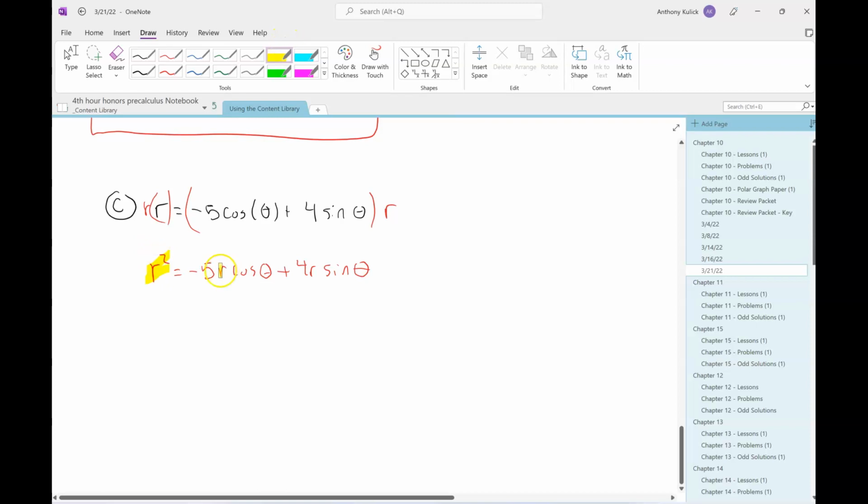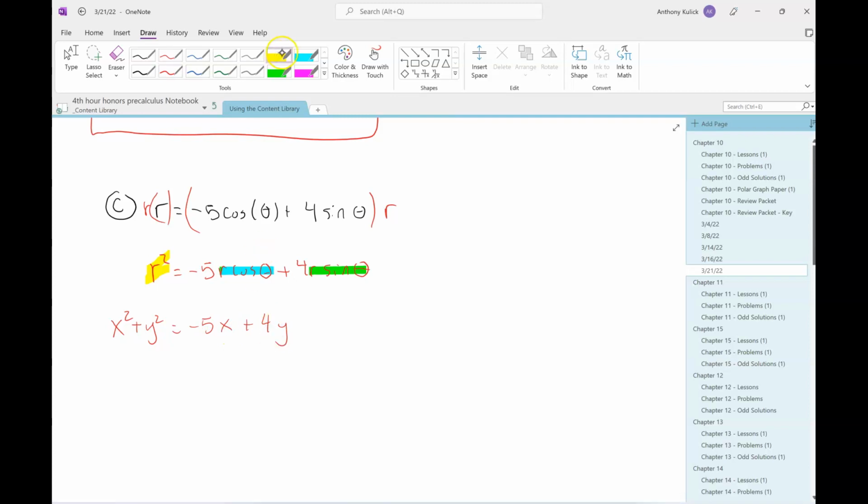And just like we've noticed before, I have an r squared. That's x squared plus y squared. I have an r cosine theta. So let's use a different color maybe. That's an x. And I have an r sine theta. That's a y. So I'll go ahead and make all those substitutions right now. So far, so good.